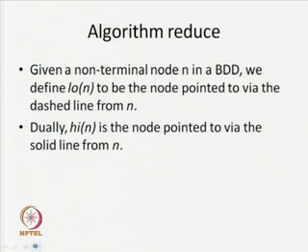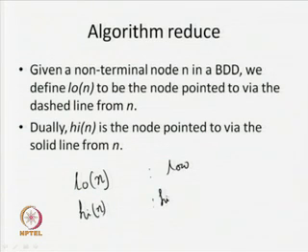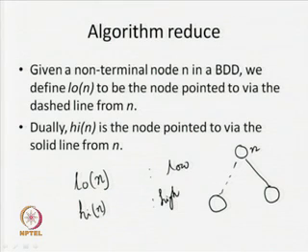Another thing we are going to define is two functions, one is low and one is high. For every non-terminal node, we define a function called LO, which is low, to be the node pointed to via the dashed line from n, and similarly we have high of n. If I have any node n over here, I can have the dashed line and the solid line. In this case, the label of this node is 3 and the label of this node is 4.